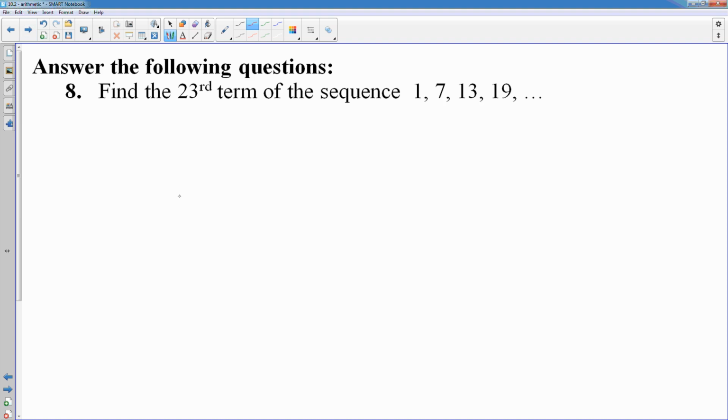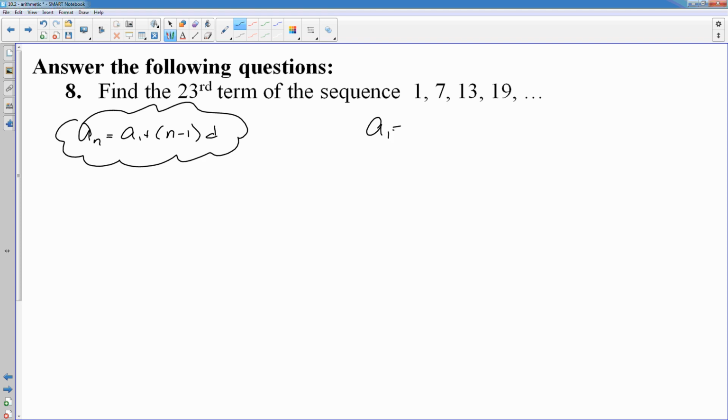So we'll use these for a couple of problems. Let's find the 23rd term in this sequence. The formula for the nth term is a sub 1 plus n minus 1 times the common difference. So I need to know what the first term is. I know that my first term, a sub 1, is 1. I know that n is 23 because we're looking for the 23rd term. And for my common difference, we simply take any two consecutive terms, it doesn't matter, and we subtract them. So my common difference is going to be 13 minus 7, which is 6.